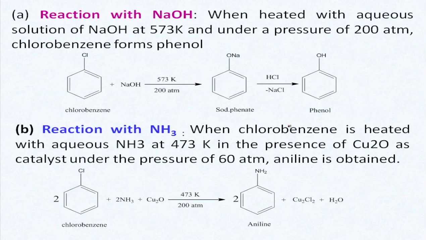Nucleophilic substitution reactions. Reaction with sodium hydroxide: chlorobenzene with sodium hydroxide and heat gives sodium phenate, and on acidification gives phenol. Reaction with ammonia: chlorobenzene with ammonia in presence of copper oxide as catalyst forms aniline.